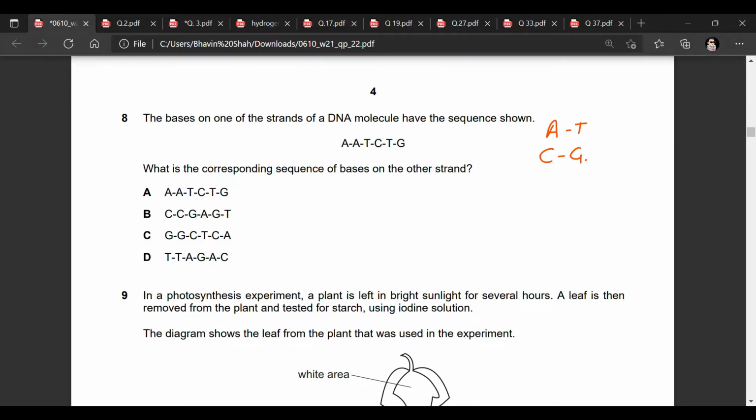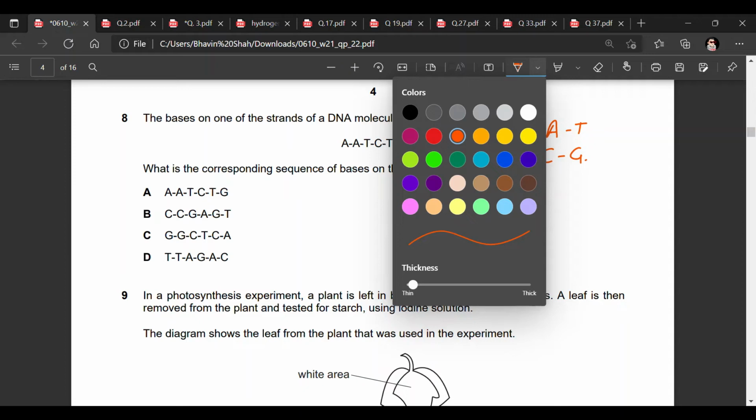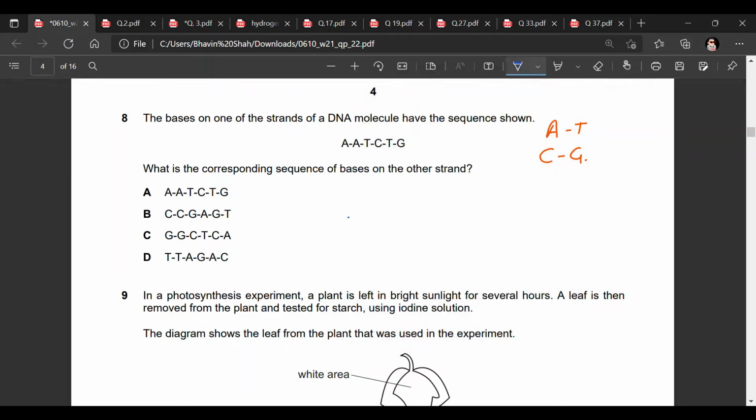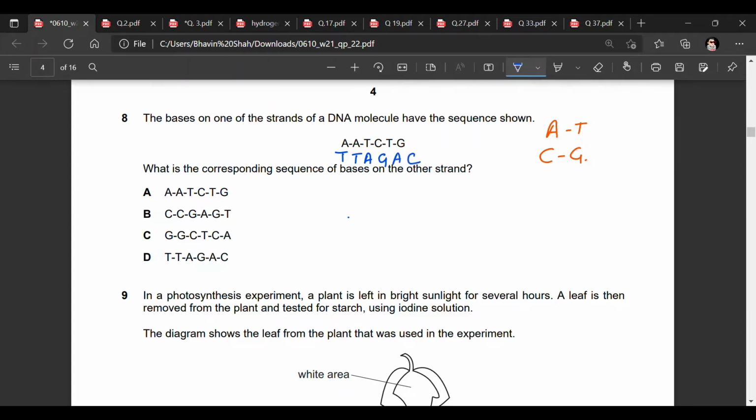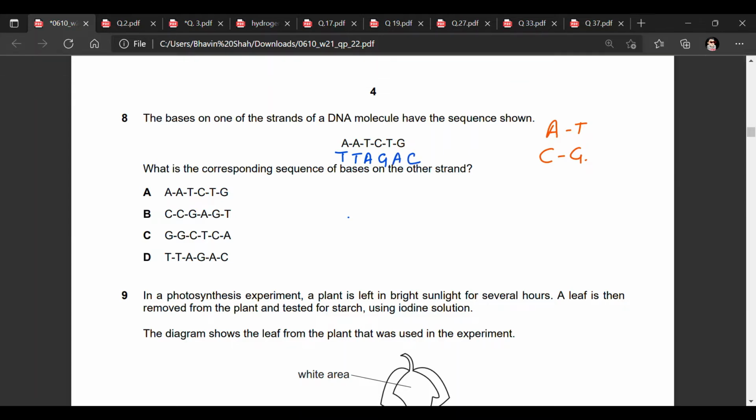So you just need to remember the pairings. Okay, so A will always bond with T: T, T, A, G, A, C. So this is the base pairing that we are looking at. As you can identify, T, T, A, G, A, C. So your answer is D.